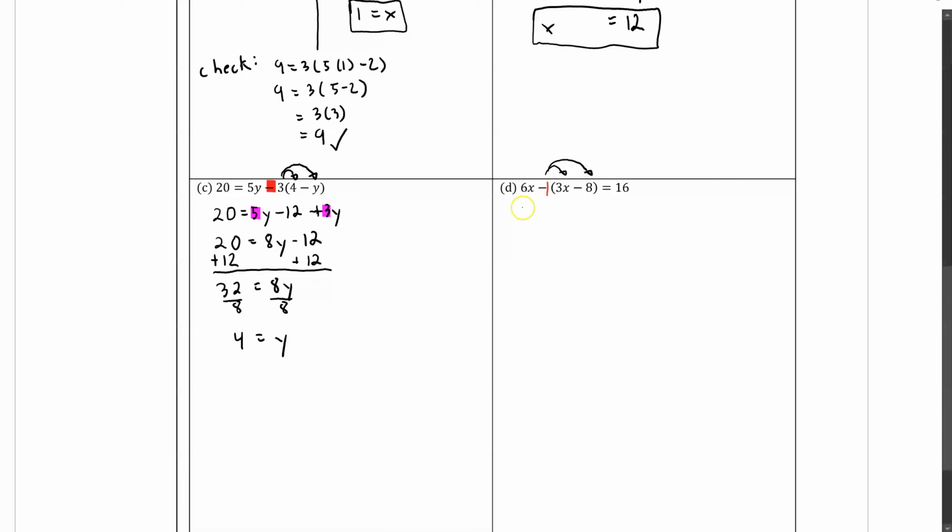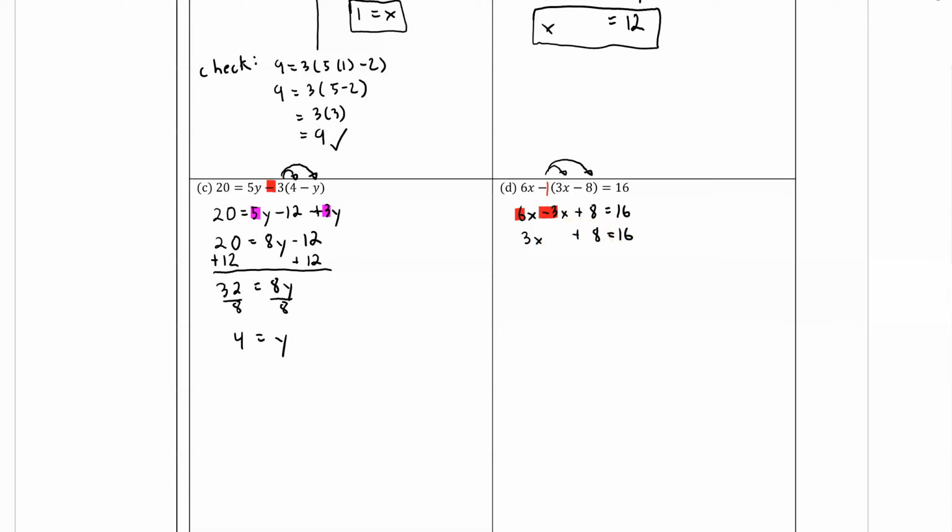So we have on the left-hand side 6x. Negative 1 times 3x is negative 3x. And then negative 1 times negative 8 is positive 8 equals 16. Okay, so now that we've distributed, we check for like terms to combine. And we do have like terms to combine. We have the 6 and we have this negative 3. So how many x's do I really have? Well, 6 minus 3 is 3. x plus 8 equals 16.